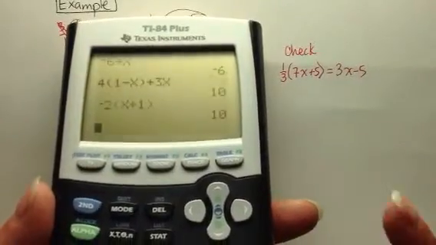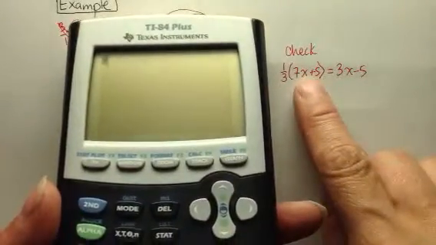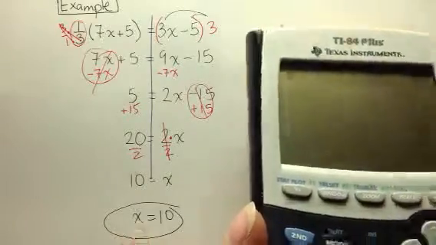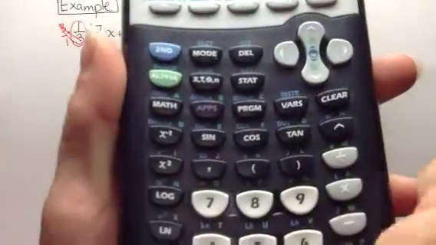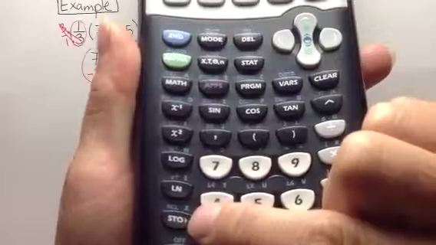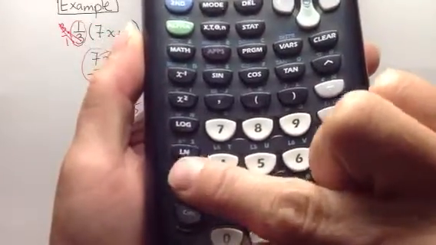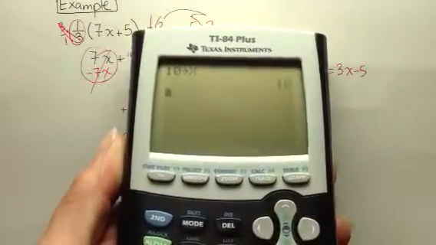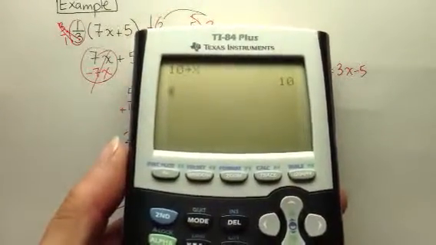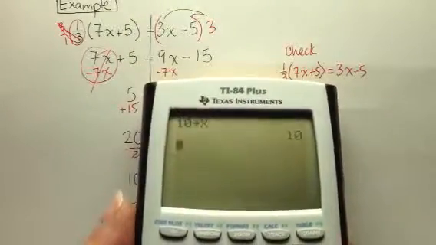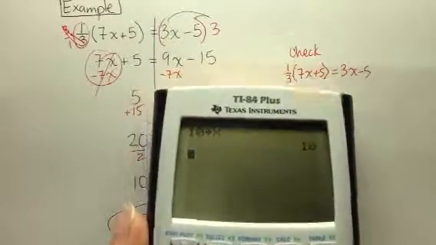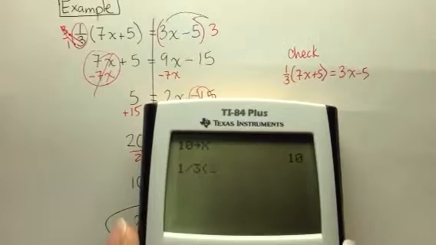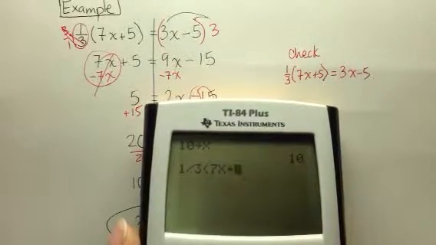So, x is my variable. The solution I got was 10, so I'm going to store 10. So remember, I store by using the store key right down here. Okay, store 10, store into x. So now my variable x is 10. I'm going to enter the left side of the equation. 1/3 parentheses 7x plus 5.